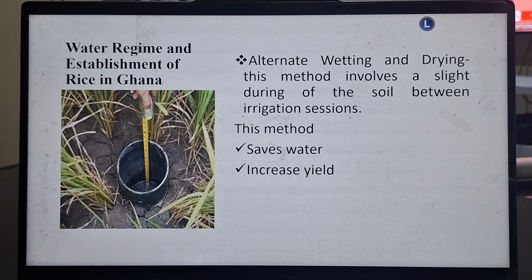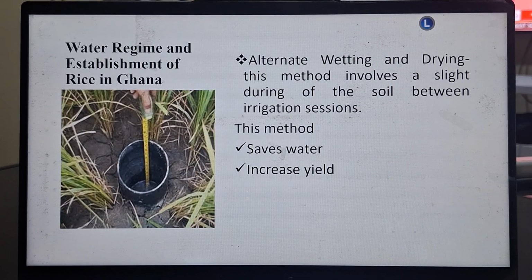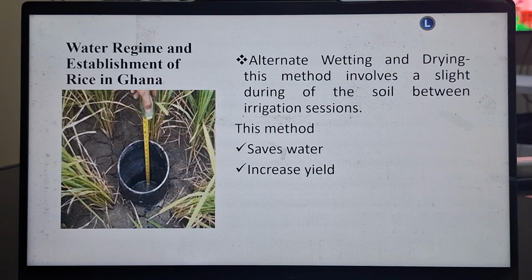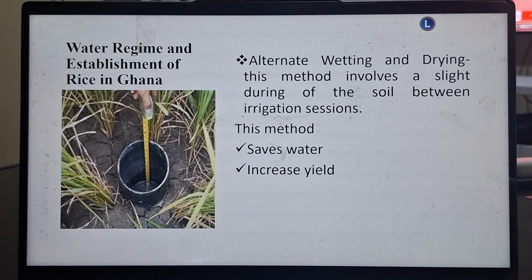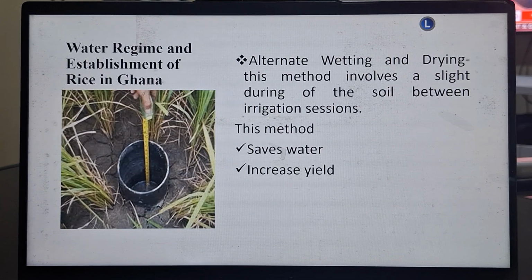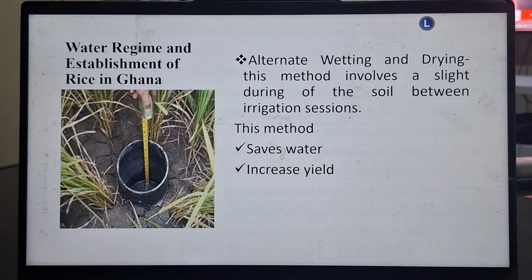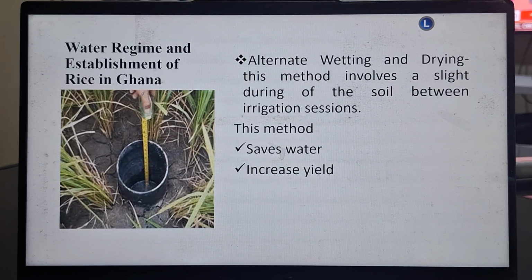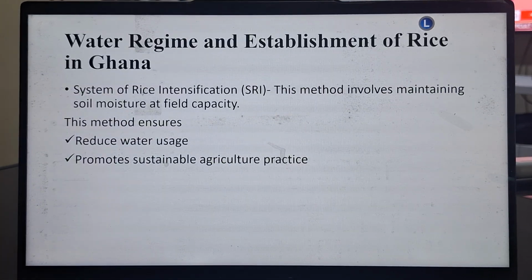The importance of this method is that it saves water and increases yield. This is because when the field dries up, photosynthetic activity increases, as there is not much water within the field to retard photosynthesis. So the root is able to take up water and utilize the water that has been stored within the plant.